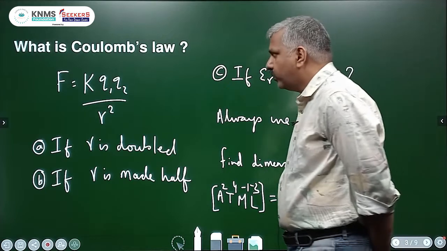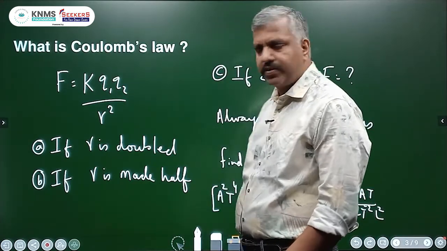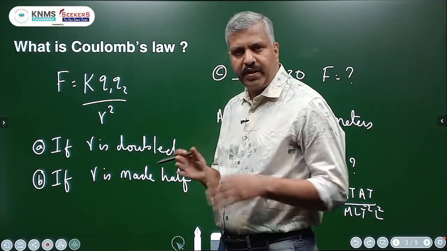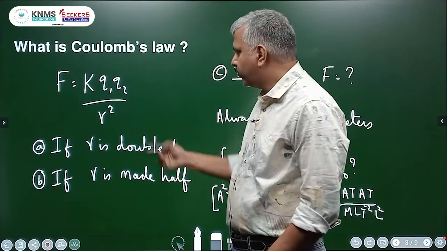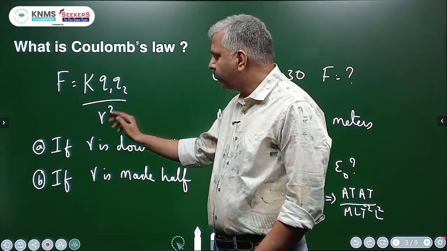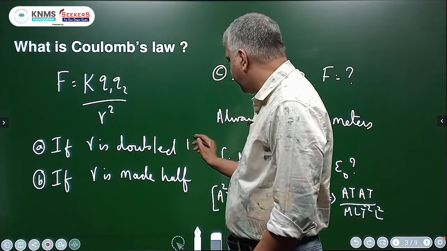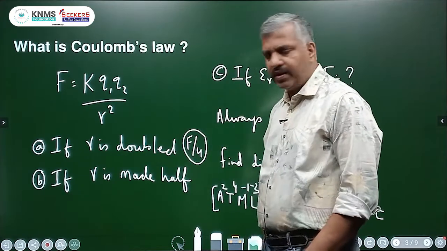So, we were looking at Coulomb's law. F is equal to K Q1 Q2 by R squared. The kind of questions they will ask you is, suppose we double R, that means we increase the distance between the two charged particles to double, what will be the new force? If you double R, it will become 2R the whole squared, which means it will become F divided by 4. I hope you are able to understand.